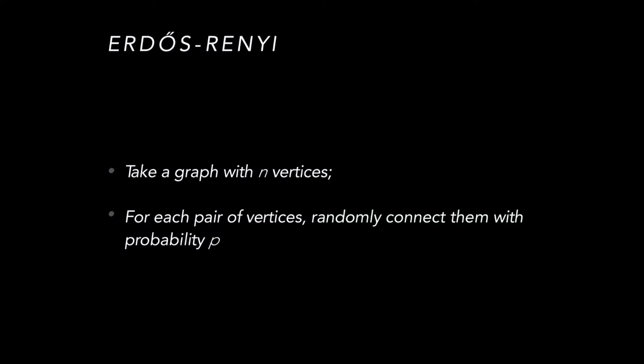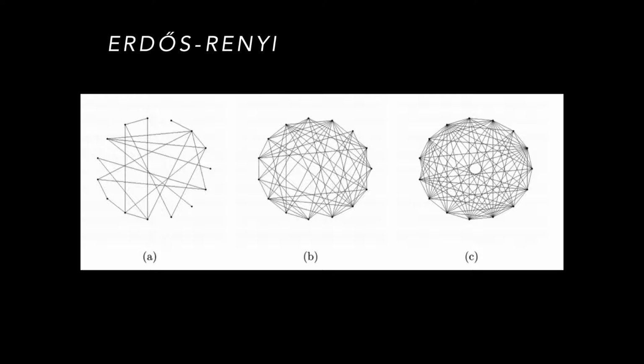Erdős-Renyi is a very simple algorithm. It's a very easy one. You take your n vertices, and then you randomly connect them such that every node has got a uniform probability distribution, such that every node is equally likely to be connected to every other node. These are sample-generated graphs for p being 0.2, 0.5, and 0.8, respectively. And so you're going to get kind of sparsely connected graphs and densely connected graphs.